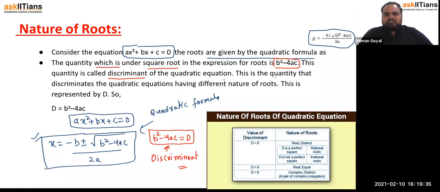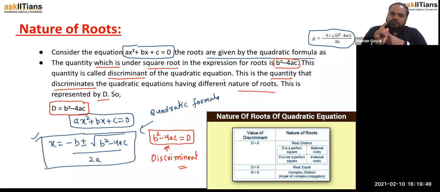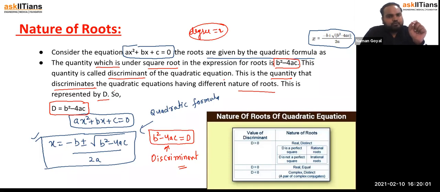Okay. So this is the quantity that discriminates the quadratic equation having different nature of roots. This is represented by capital D, or we can say that capital D is equal to b square minus 4ac. So basically, a quadratic equation has maximum two roots. It depends on degree. The degree of a quadratic equation is 2, so there are two maximum roots. Either there is no real root, meaning both roots are not real, or they are real. So complex roots, we can say, non-real roots.